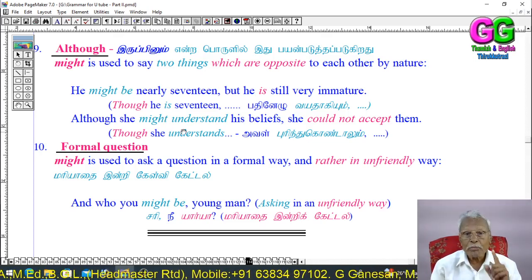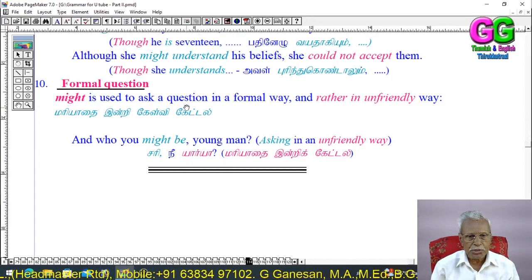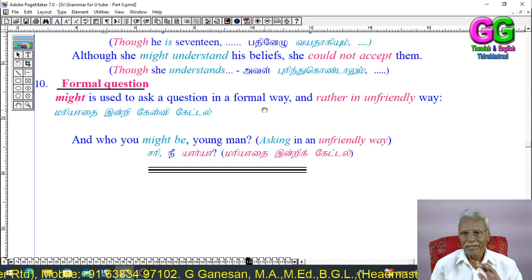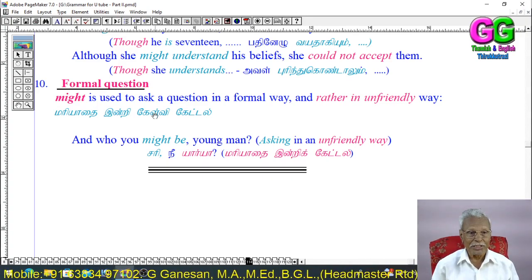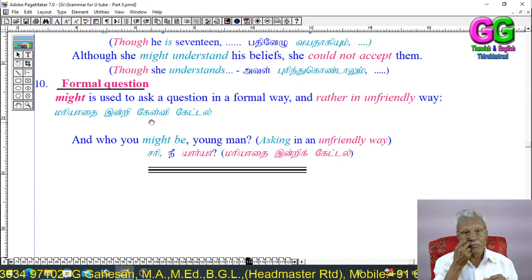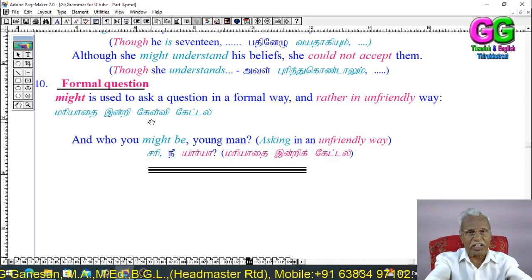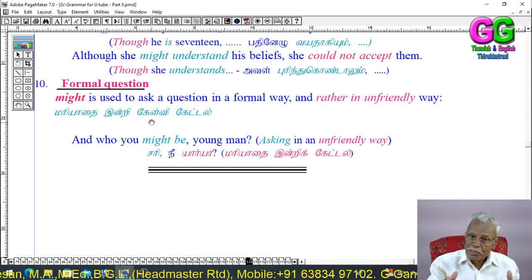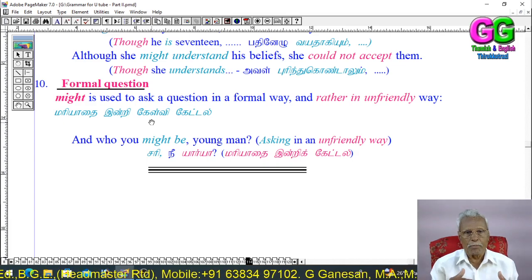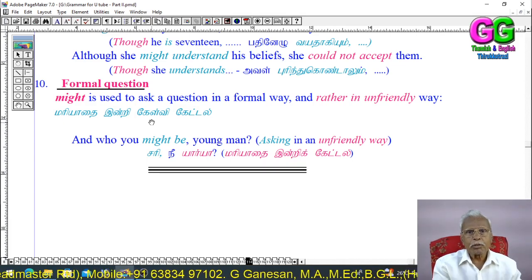For formal questions: might is used to ask a question in a formal way, but rather in an unfriendly way. That is, might can be used in formal questions, but the expression should be unfriendly. To express unfriendly intention, we can use might in the formal form.